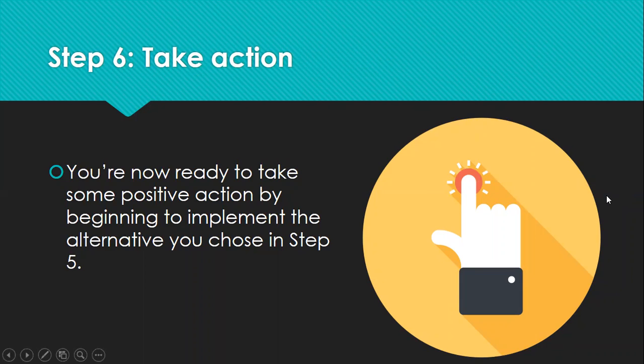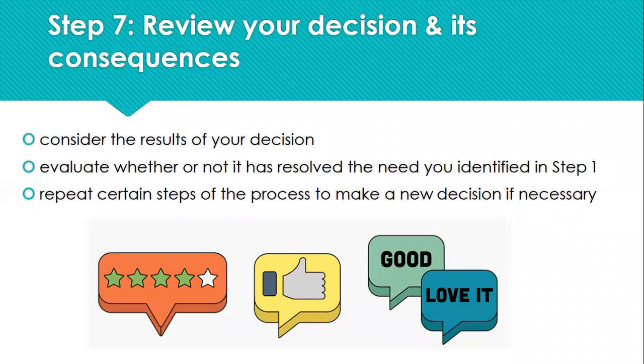You're now ready to take some positive action by beginning to implement the alternatives you chose in step 5. So you're starting the process of realization of your action. Finally, in step 7, you review your decision and review its consequences. You need to consider the result of the decision.